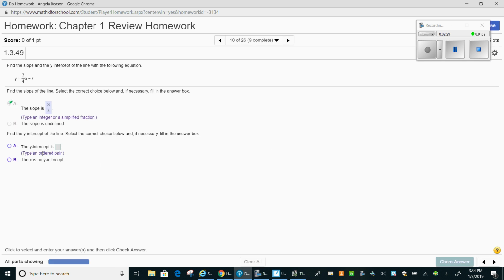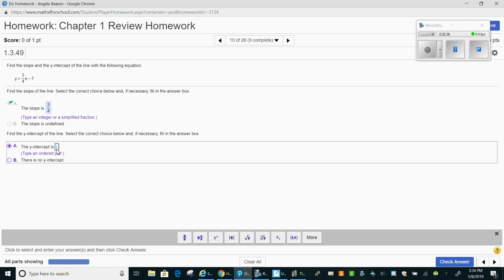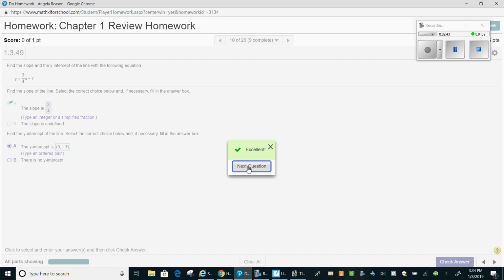All right, what is the y-intercept? And here it says type an ordered pair. So normally I'd say the y-intercept is -7. But here for this one, they want the ordered pair. So I put the point (0, -7). All right, that's how we do that.